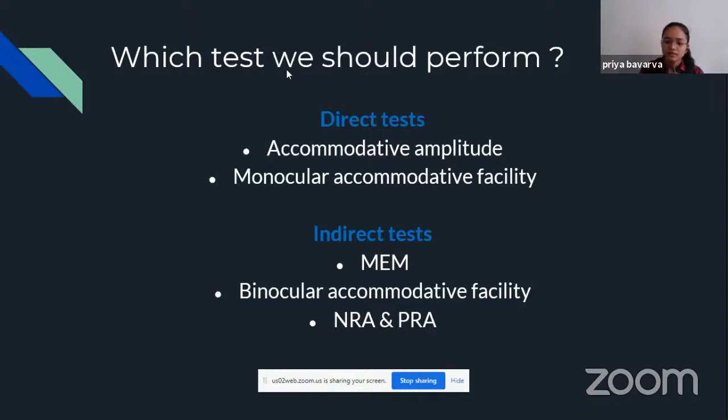Over the subjective correction, in NRA, put plus lenses in 0.25 diopter steps until the patient reports sustained blur. Then perform PRA. In PRA, put minus lenses in 0.25 diopter steps until the patient reports sustained blur. Here our expected NRA value is plus 2.5 diopter.